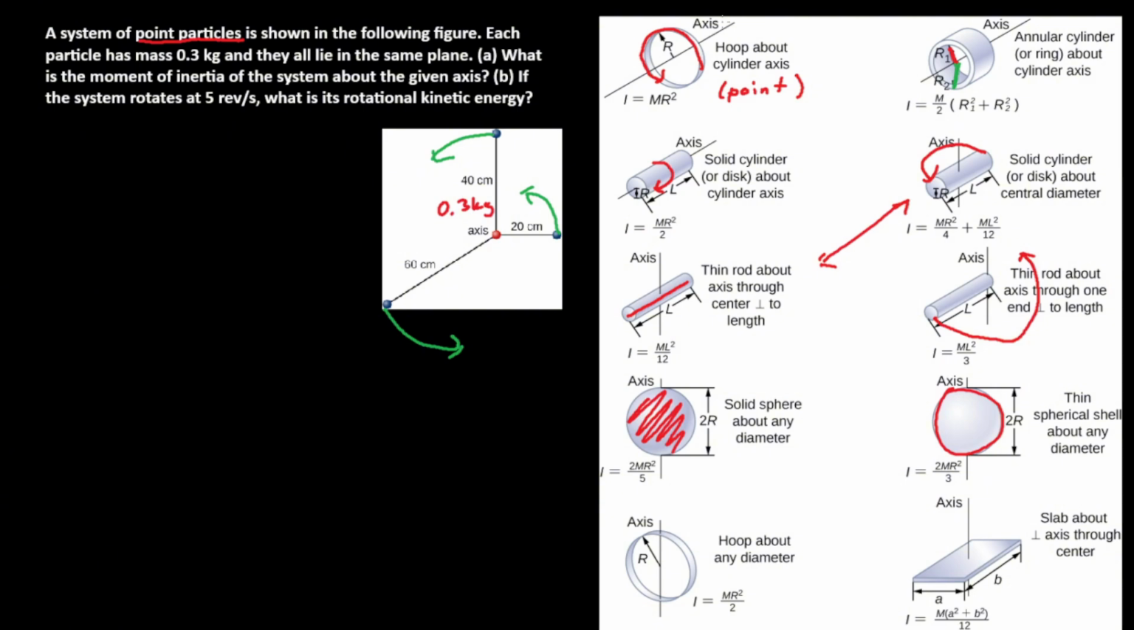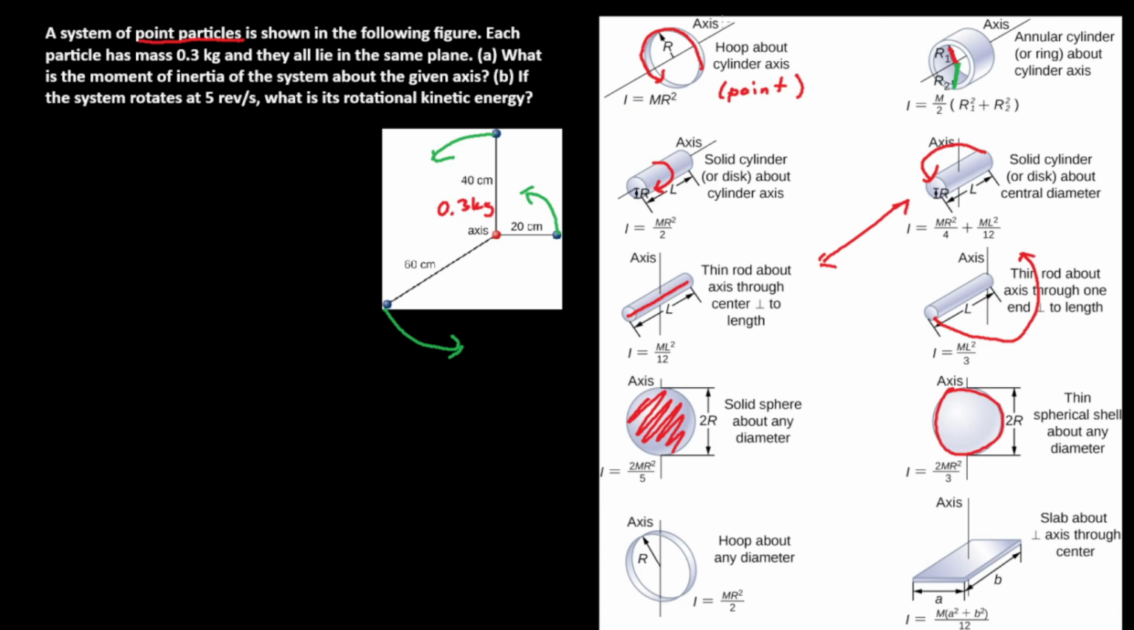What is the moment of inertia of a system about the given axis? So the question is asking, what's the total moment of inertia around this axis? So what can we do here for that? Well, we can add all the moments of inertia together in order to get the total moment of inertia over an axis. But the first thing we need to do is pick an equation to solve for each individual moment of inertia of all these point particles.